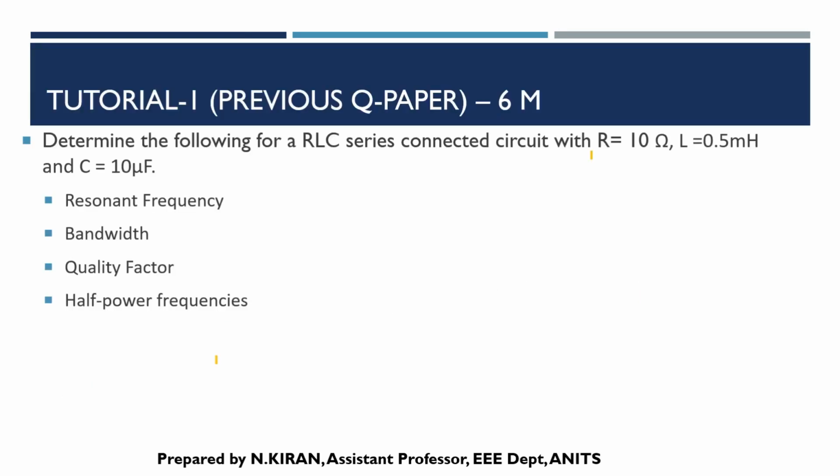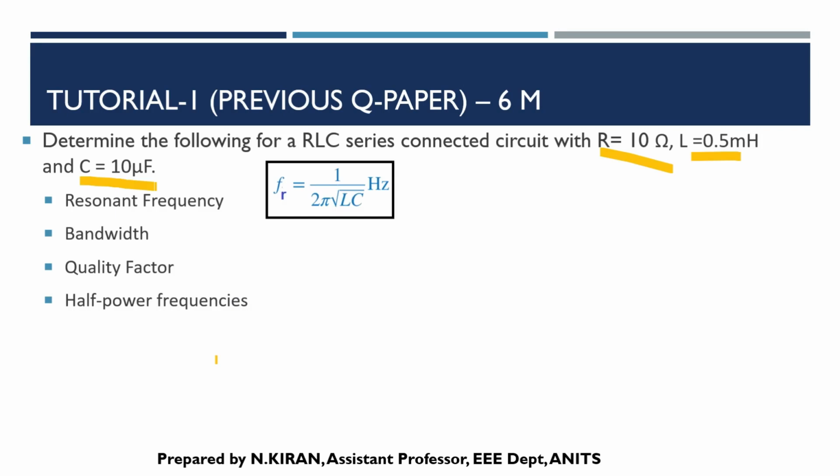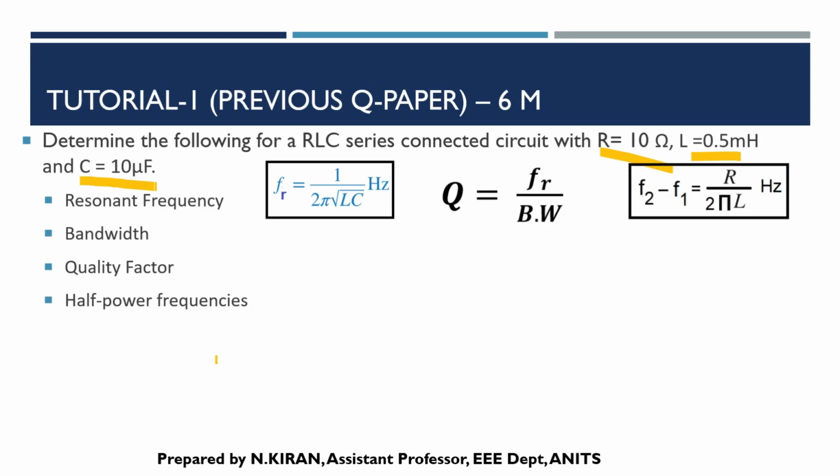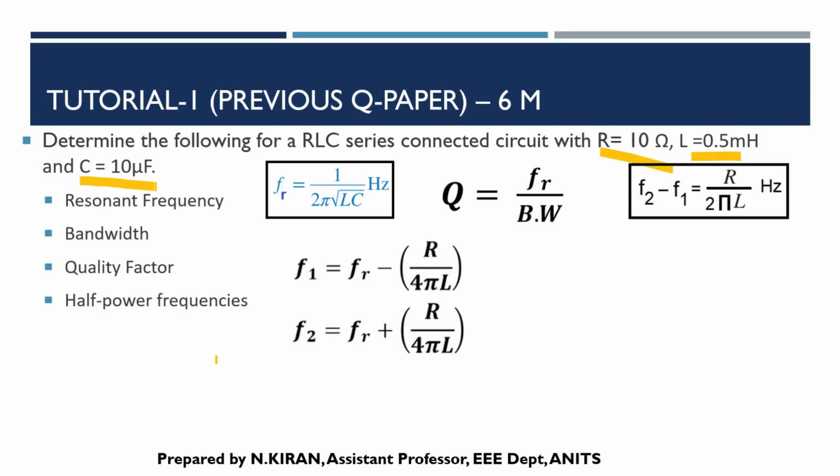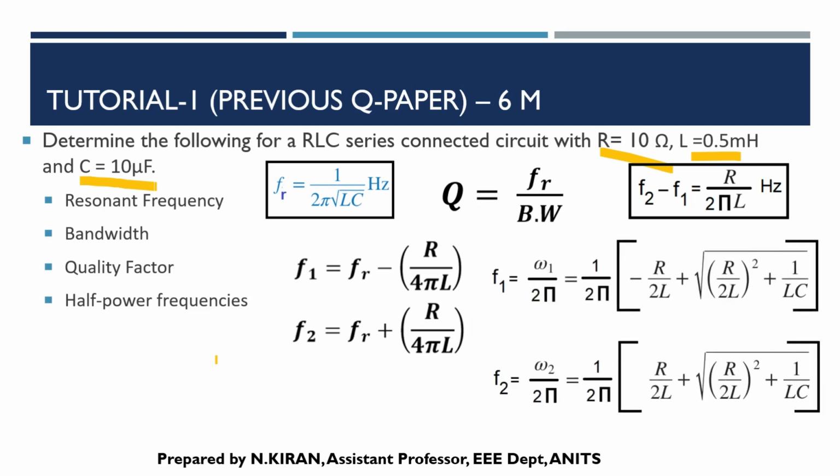Resonant frequency in series resonance is Fr equal to 1 by 2 pi root LC. Quality factor Q is the ratio of resonant frequency to bandwidth. Expression for bandwidth F2 minus F1 is R by 2 pi L. The expressions for half power frequencies are F1 equal to Fr minus R by 4 pi L and F2 equal to Fr plus R by 2 pi L. The other expression for half power frequency can also be used, which is shown as below.